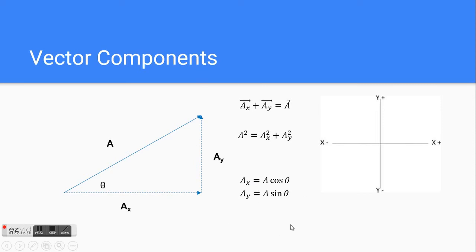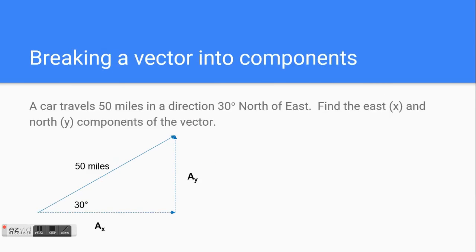So let's do a quick problem and see if we can break up a vector into its components. We have a car that's going to travel 50 miles in a direction 30 degrees north of east. I drew the picture here. I have 50 miles. 30 degrees north of east means that if I start off east, I'm moving 30 degrees north of that line. That's the angle between AX and the vector. We're going to find the east, or x, component and the north, or y, component of this vector.